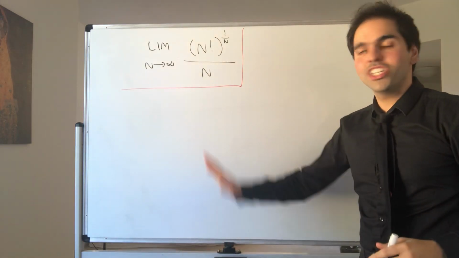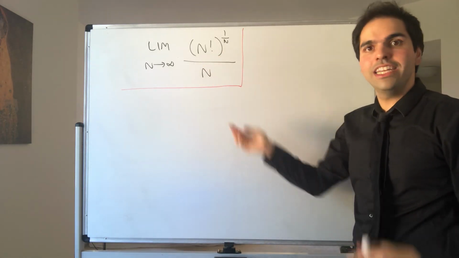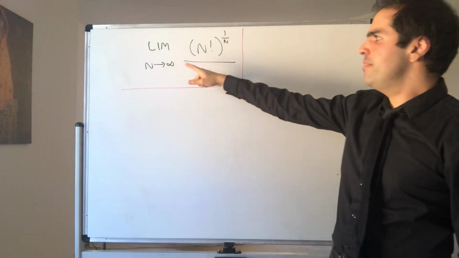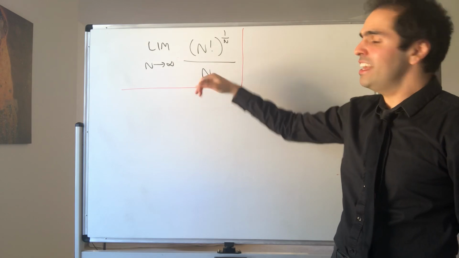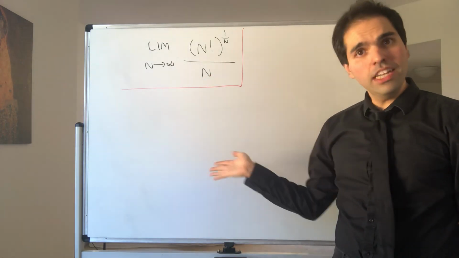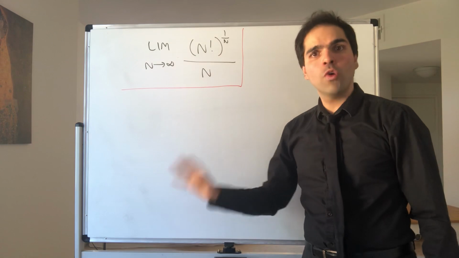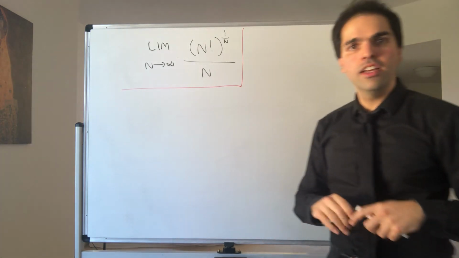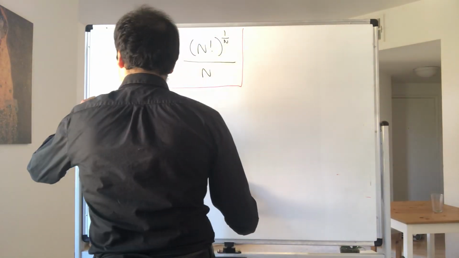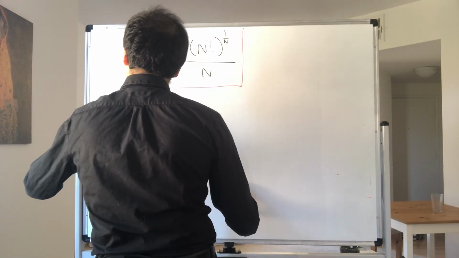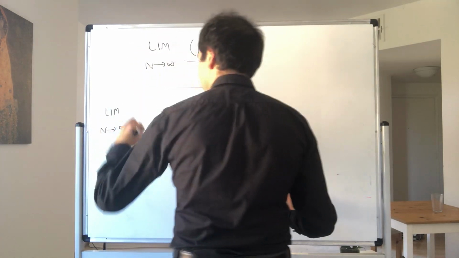Alright, thanks for watching, and today I want to calculate a really interesting limit, namely the limit as n goes to infinity of n factorial to the 1 over n. And for this, we need the full power of the pre-ratio test, which I've proven in a previous video, but what it says is, essentially, the root test is better than the ratio test.